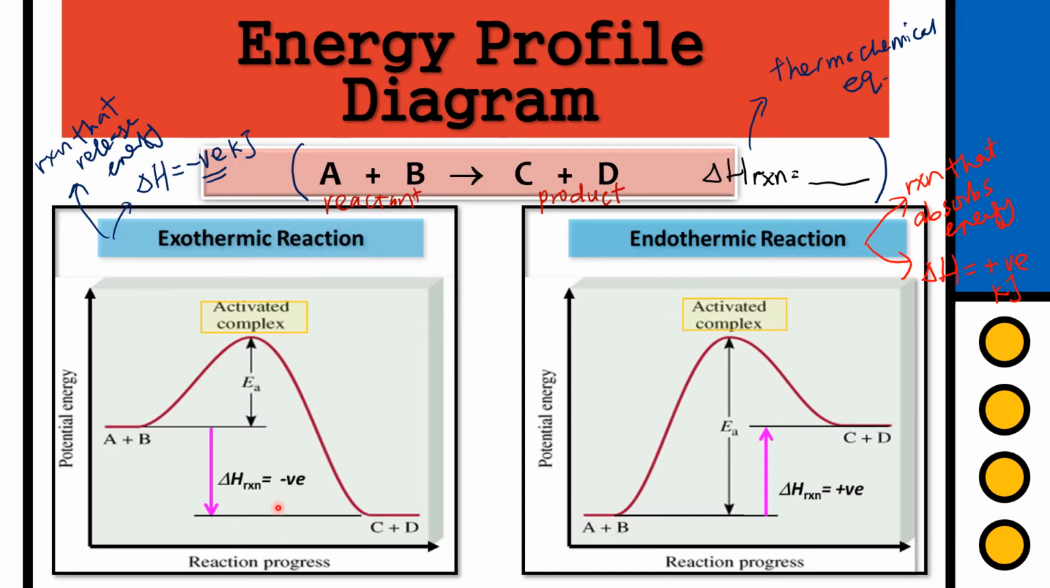Okay, so what we will have inside the energy profile diagram, like I mentioned before, is the reactant, the product, and up here at the peak of the graph is your activated complex.